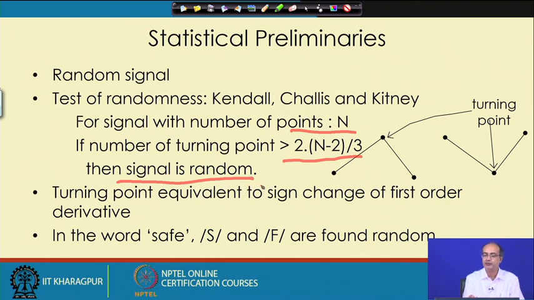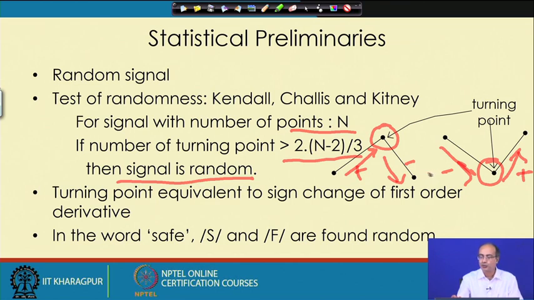Now, to follow the definition, first we need to know what is called a turning point. If we have consecutive samples and we see that there is a change in the gradient from positive to negative, as in this case, or from negative to positive. Here the gradient is positive, here it is negative. In this case it is negative, here it is positive. So, if such changes are occurring, then we can say that this point is a turning point.